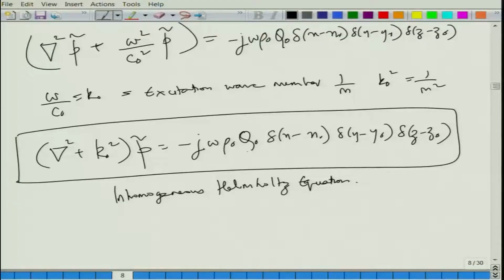Especially this term that is sitting here. If you set q naught to 0, you get back our old friend, the homogeneous Helmholtz equation, in which case you get homogeneous, but we have inhomogeneous. So, we get this. What does it mean?